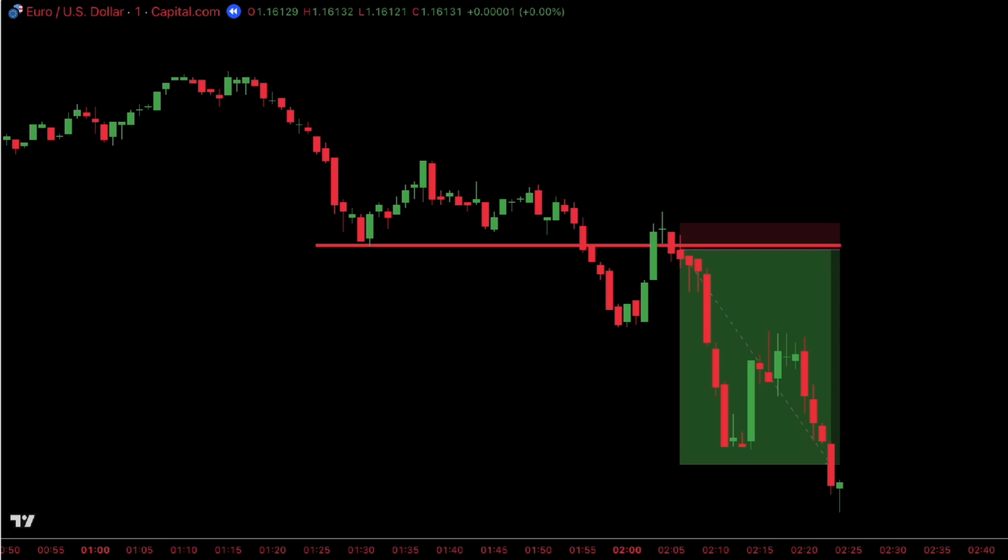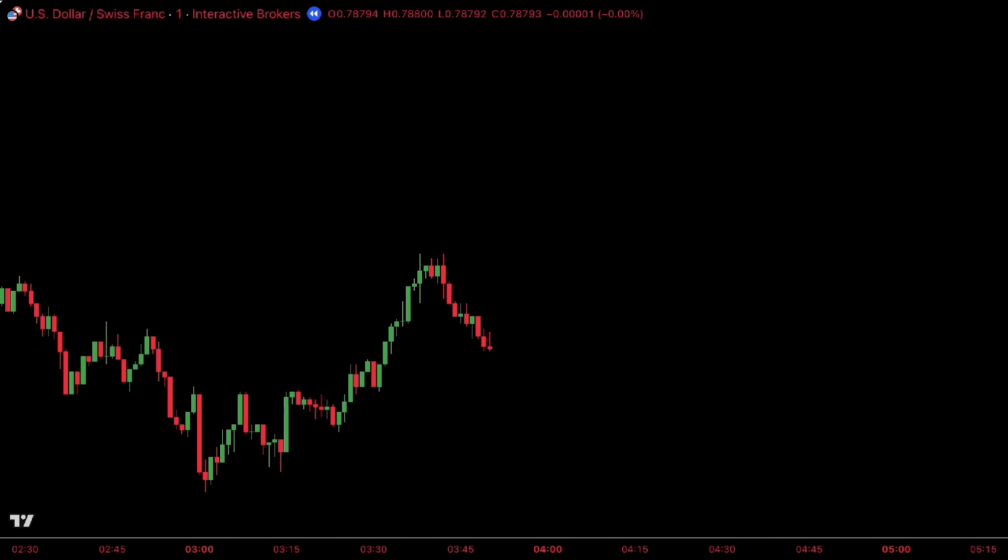This is why internal liquidity sweeps can be so powerful. They trap traders on both sides of the market, clear liquidity from the chart, and often create the fuel needed for the next impulsive move. Look at another chart example.